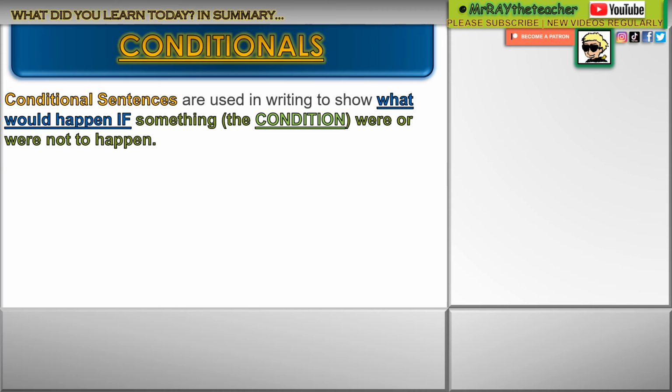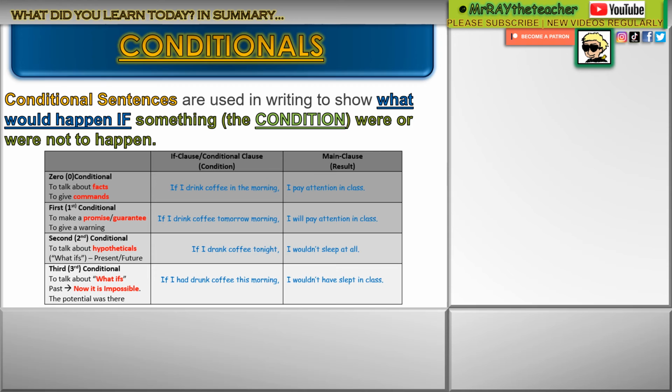Hopefully you've consolidated. Conditional sentences, or the conditionals, are used in writing to show what would happen if something, the condition, were or were not to happen. So there's your zero conditionals, first conditional, second conditional, third conditional. Just quick examples again. So talk about common facts. Zero conditional. If I drink coffee in the morning, I pay attention in class. First conditional, to make a promise or guarantee. If I drink coffee tomorrow morning, I will pay attention in class.